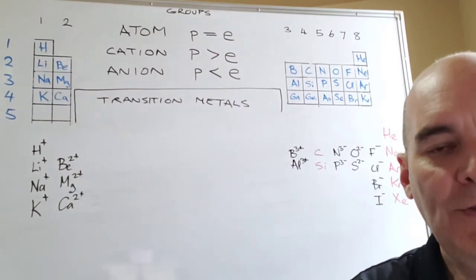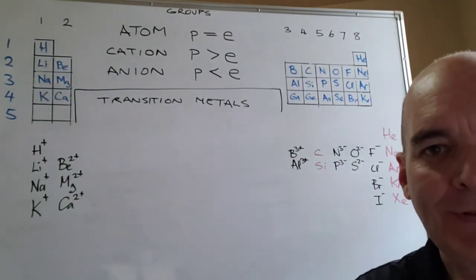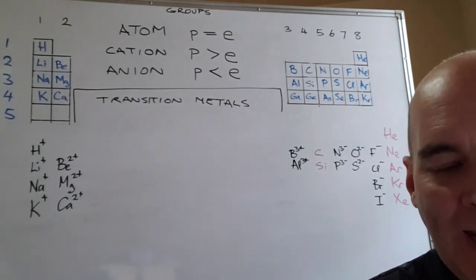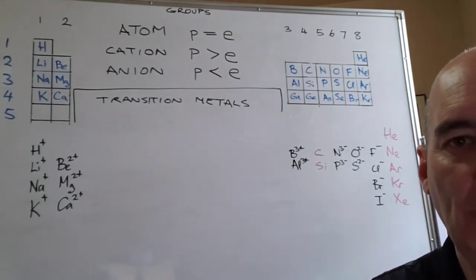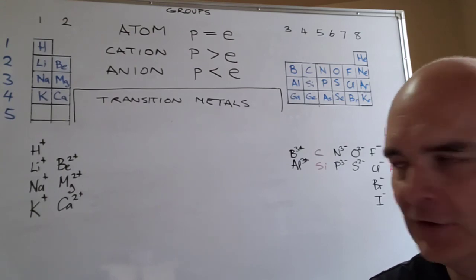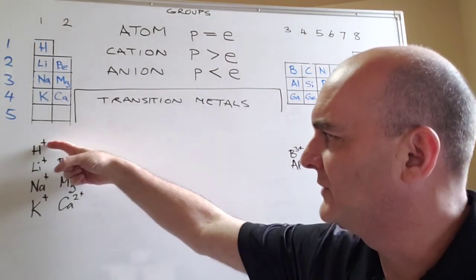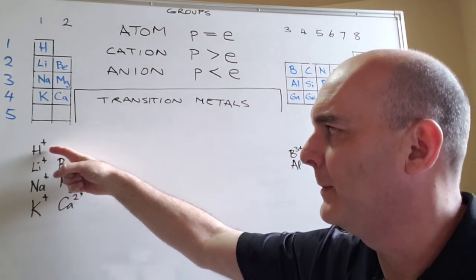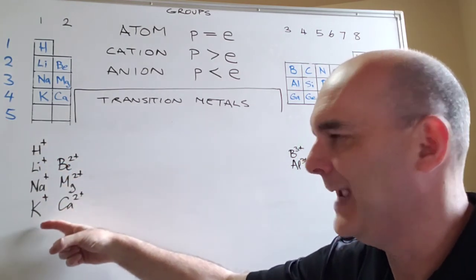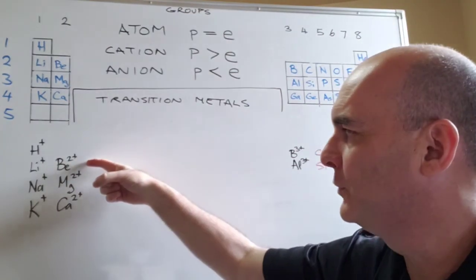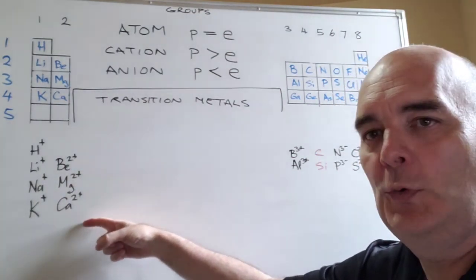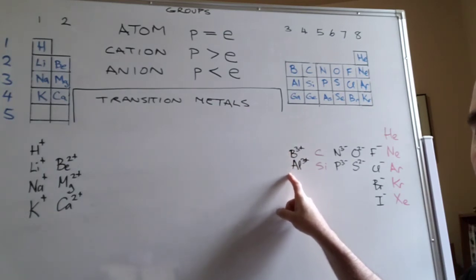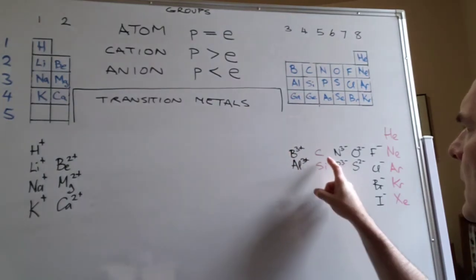Knowing that everything in the same group demonstrates the same behavior lets us take that information that we just learned about oxidation and reduction and apply it to the entire group. So everything in group 1 makes a +1 cation. Everything in group 2 makes a +2 cation. Everything in group 3 makes a +3 cation.